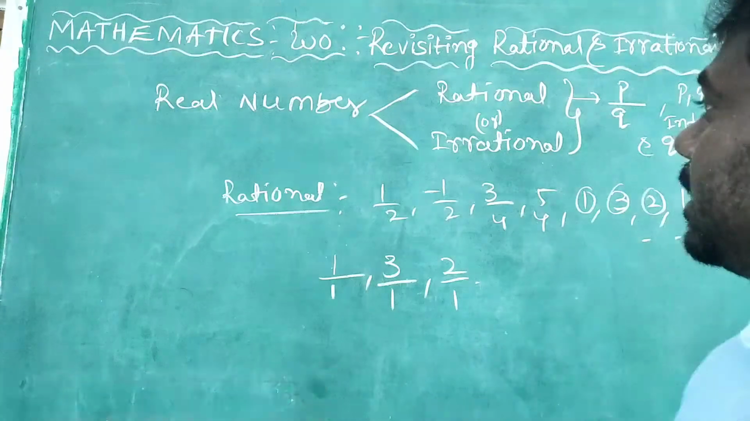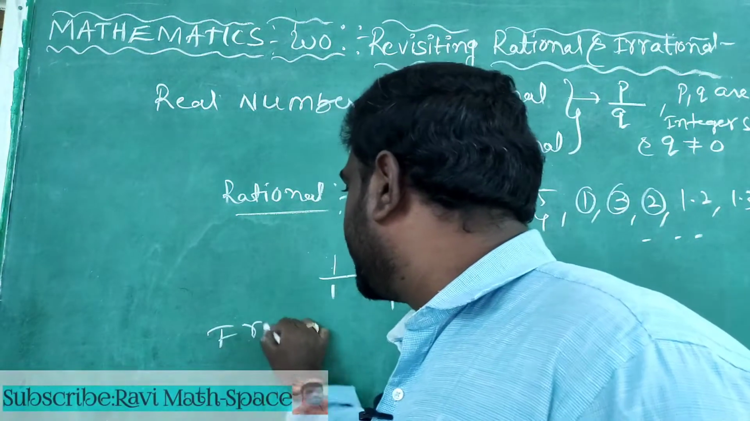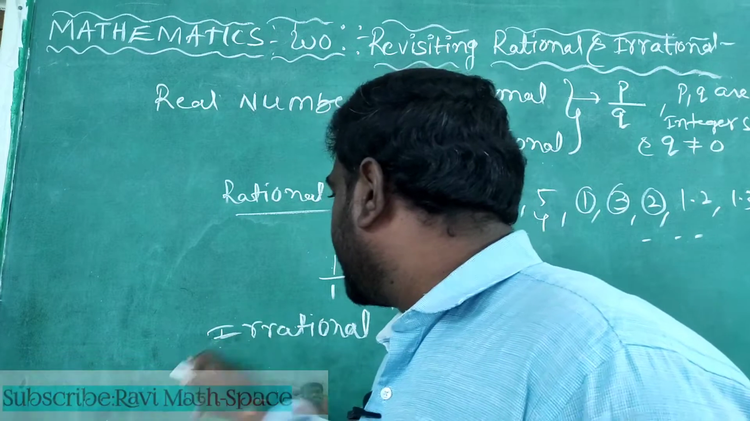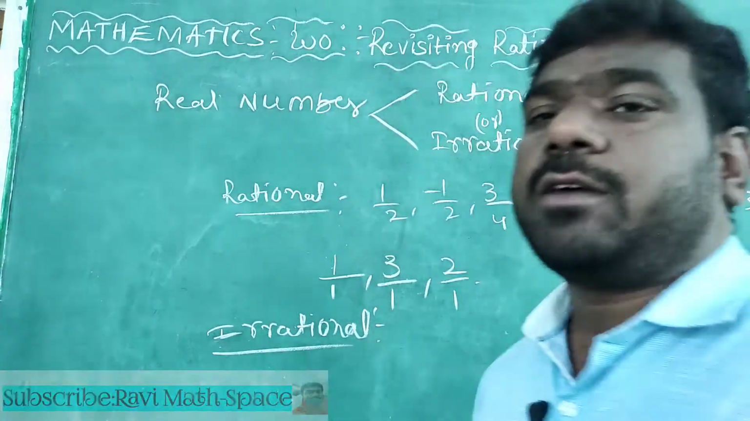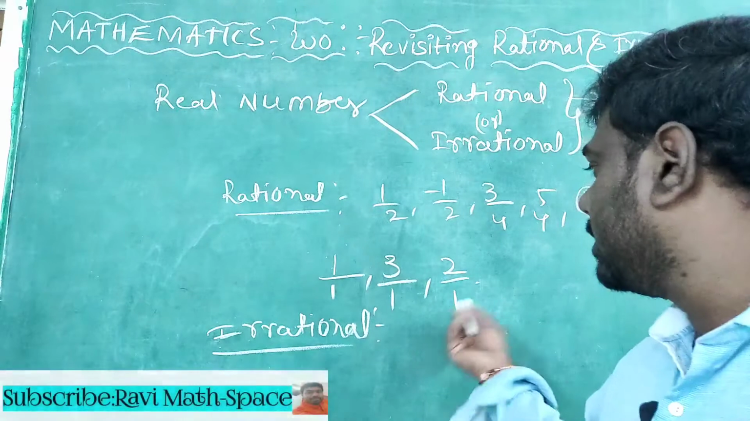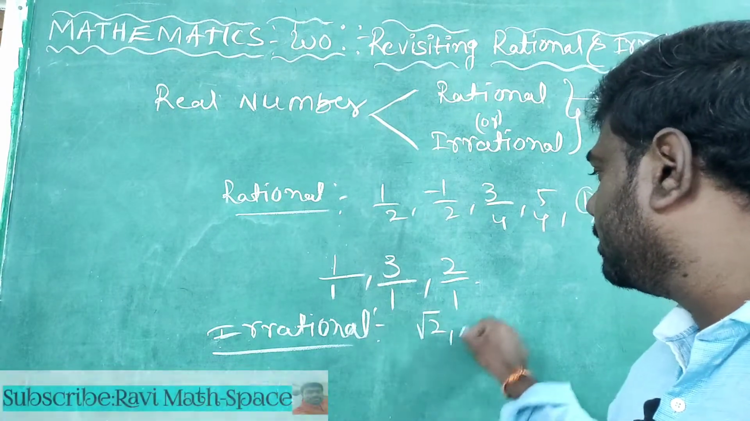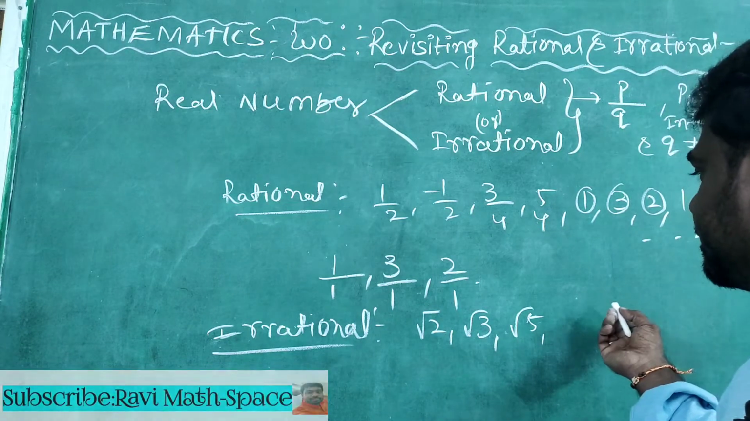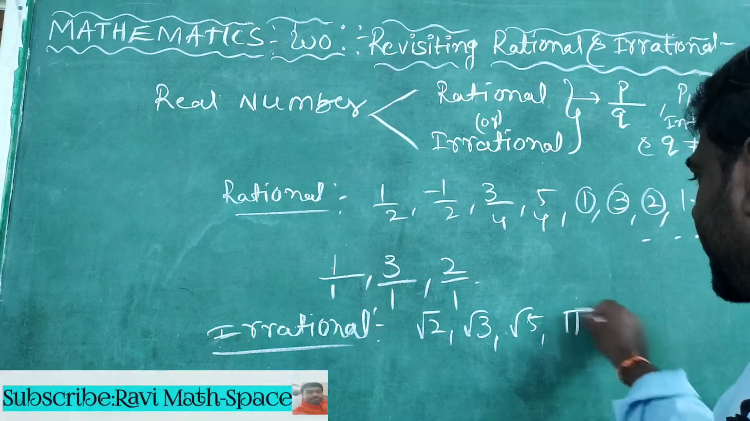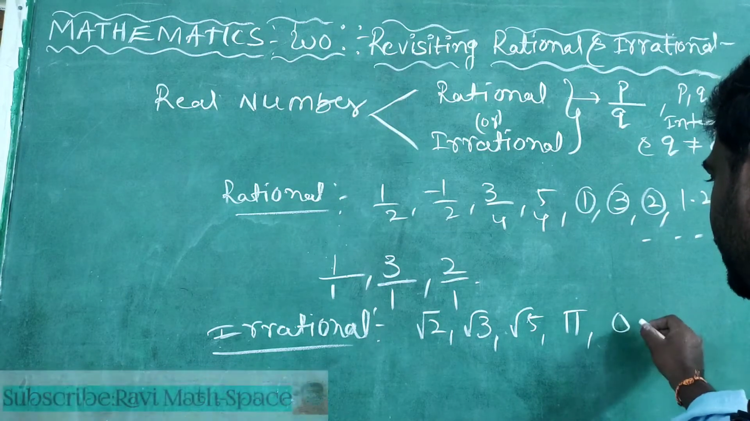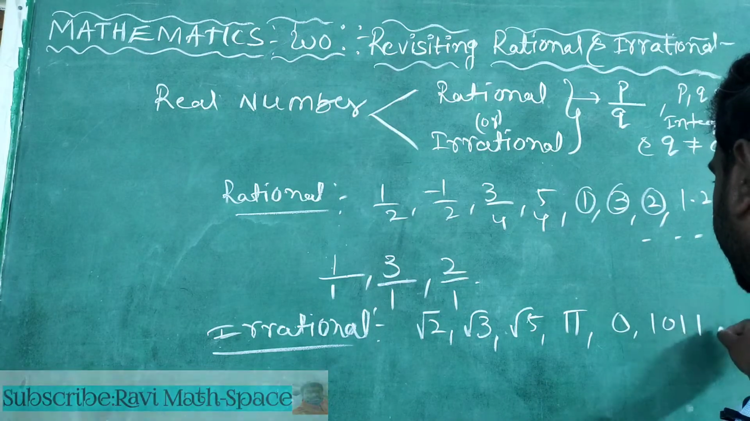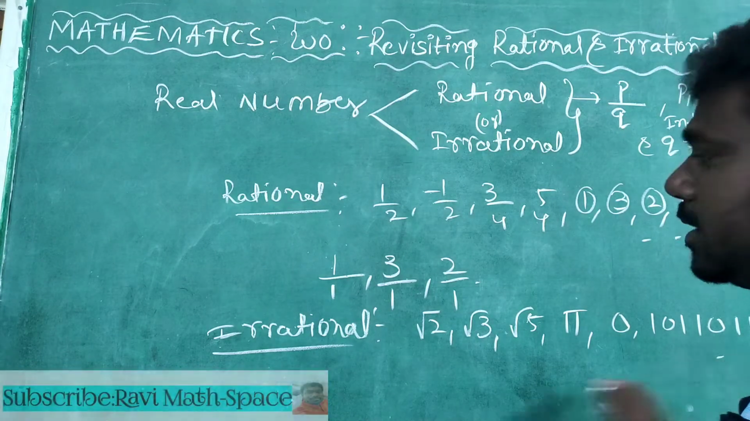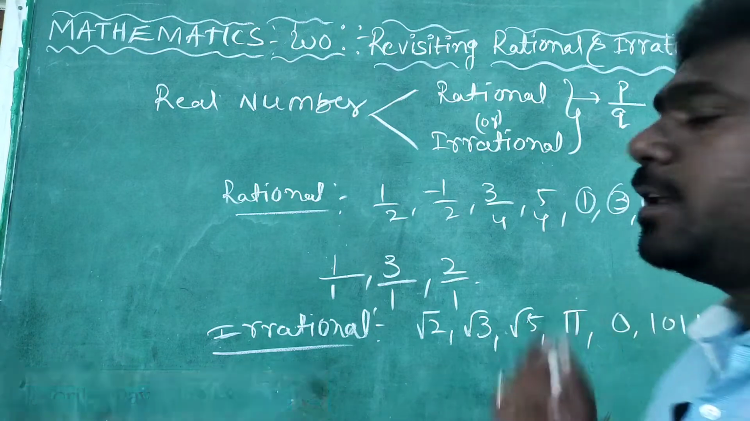Now, what about irrational numbers here? Irrational numbers: the numbers which cannot be written in the form of p by q. Meaning, root 2, root 3, root 5, 0.1011011... and so on. Such types of numbers are called irrational numbers.